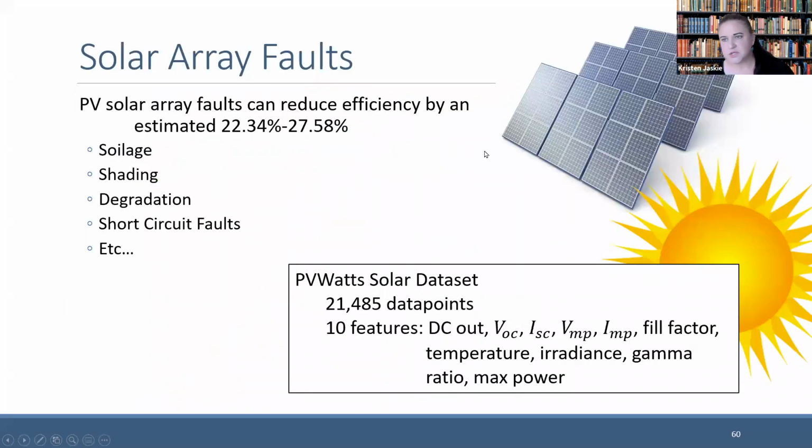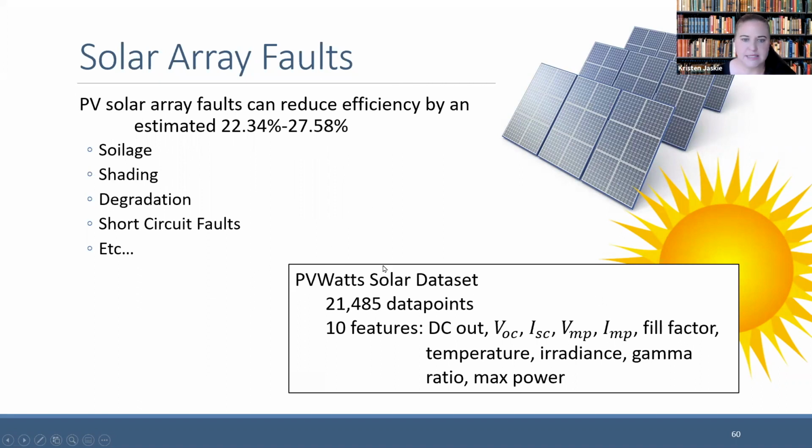Here's another one. This is some research that I was doing last fall into solar array faults. So this is actually sensor data. We wanted to look at solar arrays, and other research has shown that these solar faults can reduce efficiency by up to almost 30%. And these kinds of faults include soiled solar panels, when they get dirt on them, shading, whether that's trees, buildings, or even just cloud shading. Degradation, so as they get older, they become less effective, short circuit faults, and so on.